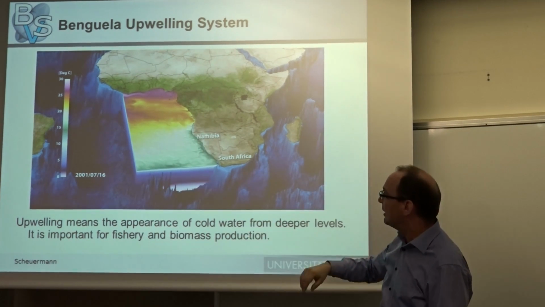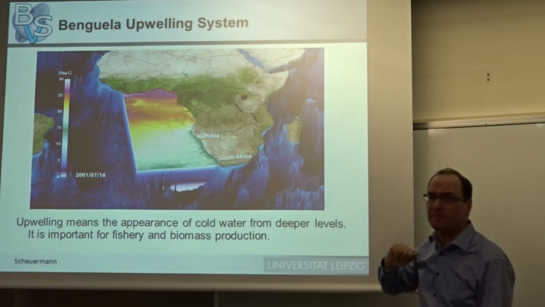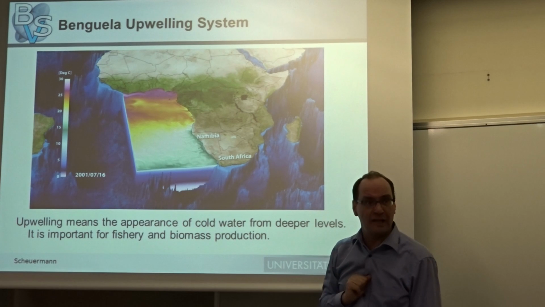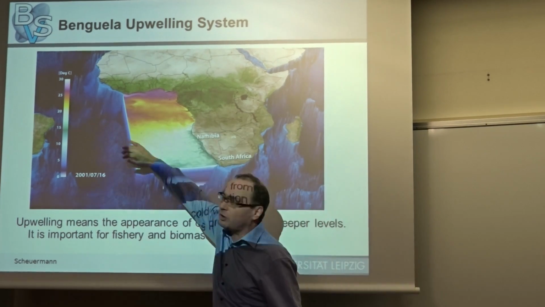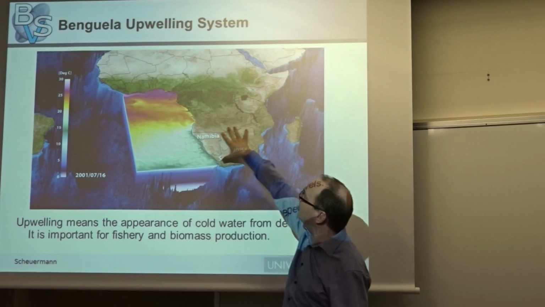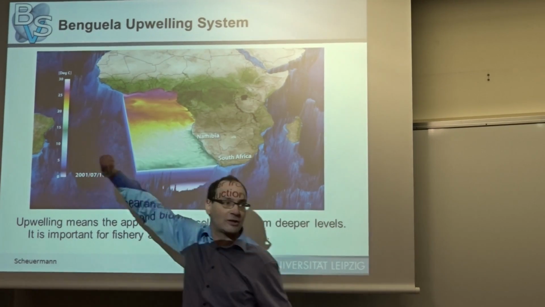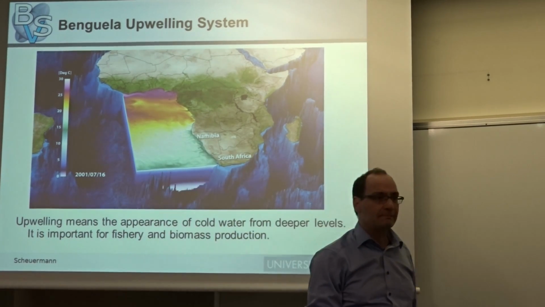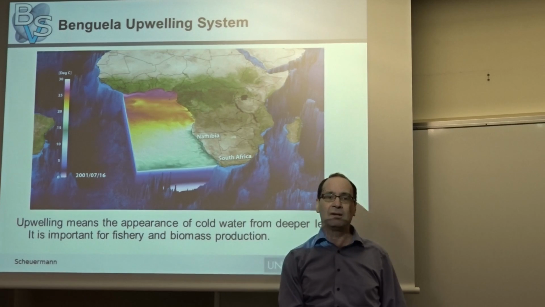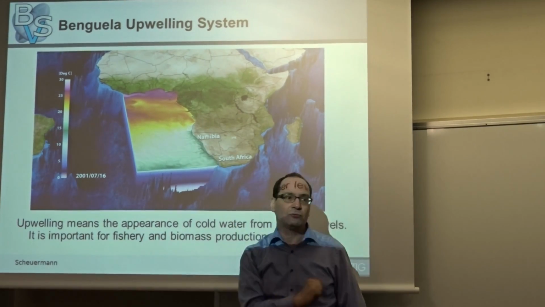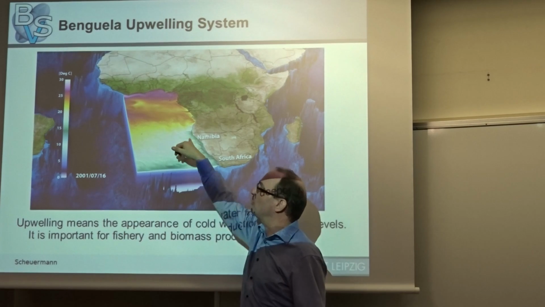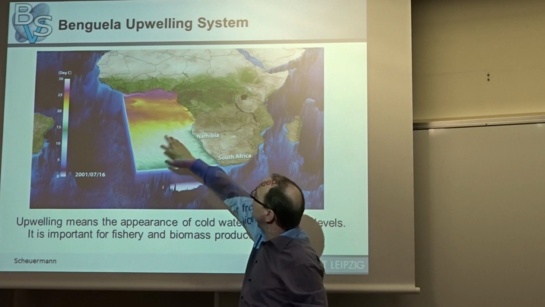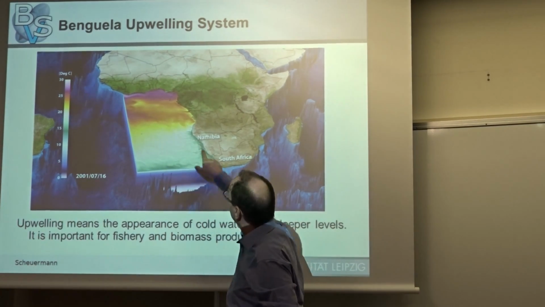What upwelling means is the appearance of cold water from deeper levels of the sea, and it's important for fishery and biomass production. In a nutshell, what's happening is you have the strong trade winds, and on the southern hemisphere, they go in a western direction. It's pushing the surface water away from the coast in a very constant fashion. Obviously there is no water coming from the continent, so there would be a hole here, and that's filled by water from below. It gets up. And you can see that here in the temperature, there is substantially lower temperature.